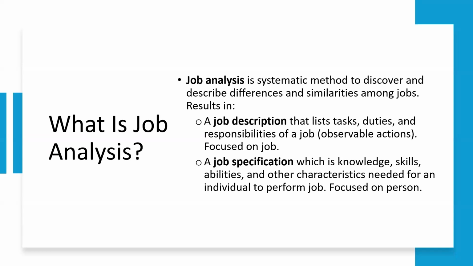A job analysis results in a job description that lists the tasks, duties, and responsibilities of a job, the observable actions of a job. Or we also get a job specification, which tells us the knowledge, skills, abilities, and other characteristics, or KSAOs, that are needed for an individual to perform the job. The job description is focused on the job itself. So what does this job look like? What are the tasks that are part of this job? And then the job specification is what kind of person has the ability to do this job? What do they need to have? And that means it's focused more on the person that would fill that job.